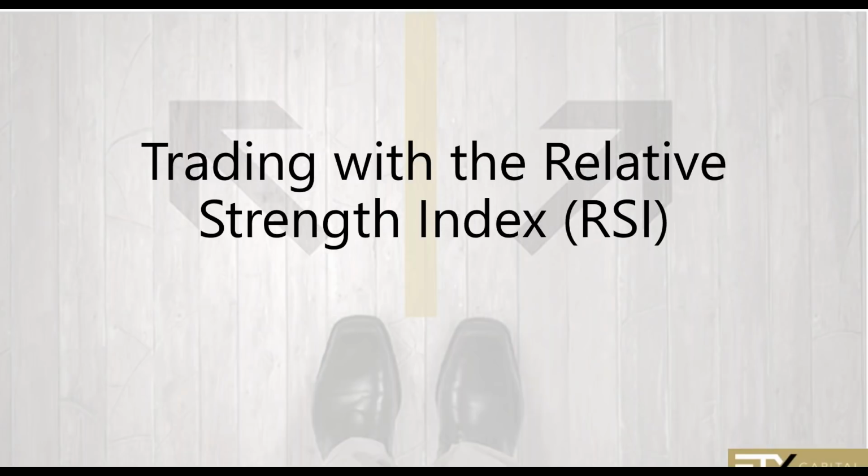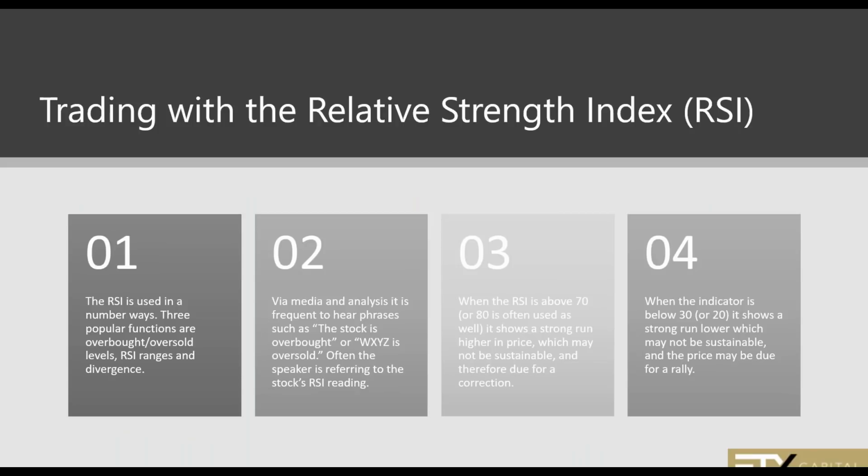Okay, so let's talk about how we're going to trade with RSI. RSI is used in a number of ways. There are three popular functions we talked about briefly: the overbought and oversold levels, RSI ranges, and divergence. Sometimes in the press and the headlines, you'll hear this stock is overbought or WXYZ is oversold. Often the speaker is referring to the stock's RSI reading. When the RSI is above 70, or 80 is often used as well, it's showing a strong run higher in prices, which may not be sustainable and therefore due for a correction. It's not saying it's going to correct, and it's not saying it's going to happen now. It's warning you that the prices have climbed too high to be sustainable and too quickly. When the indicator is below 30, it shows a strong run lower, which may not be sustainable, and price may be due for a rally.